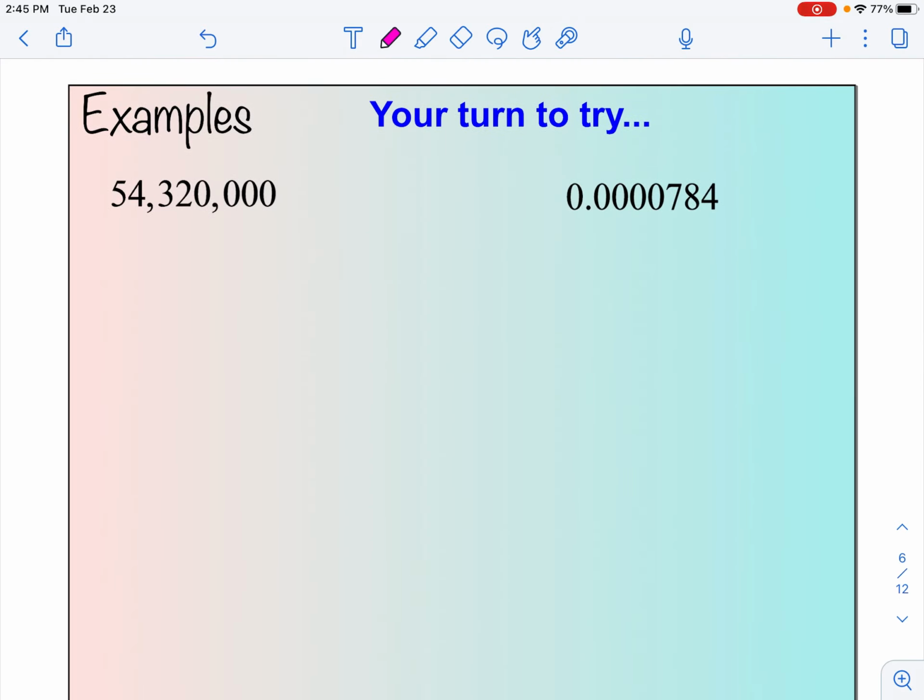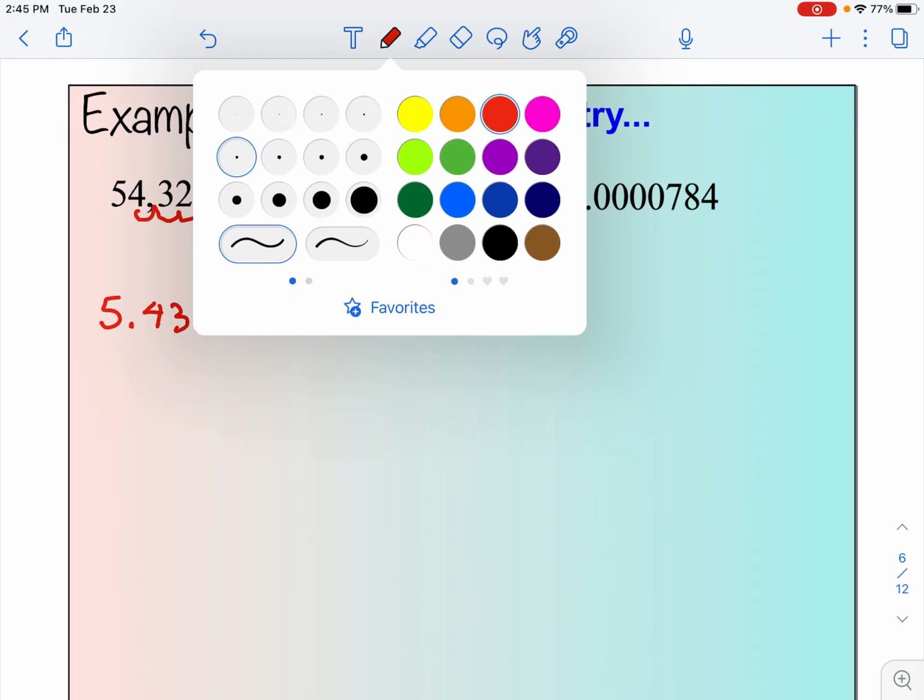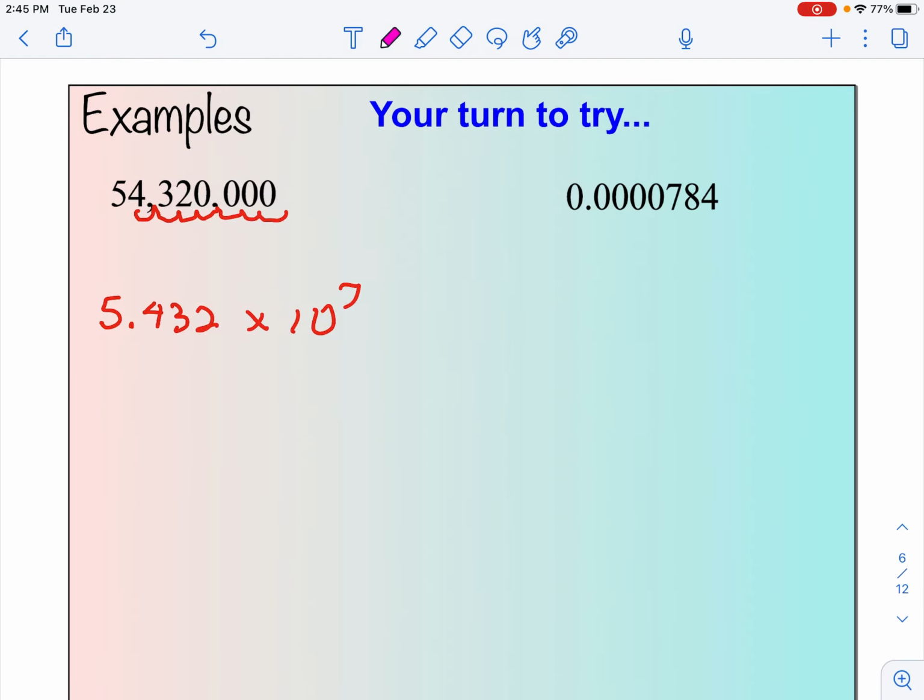Okay, it's your turn to try. So pause the video and then restart the video to see if you got them correct. So you should have 5.432 as your a value or number between 1 and 10. Times 10 to a power. It should be a positive exponent, and you move it over 1, 2, 3, 4, 5, 6, 7 places again, so 10 to the 7th.